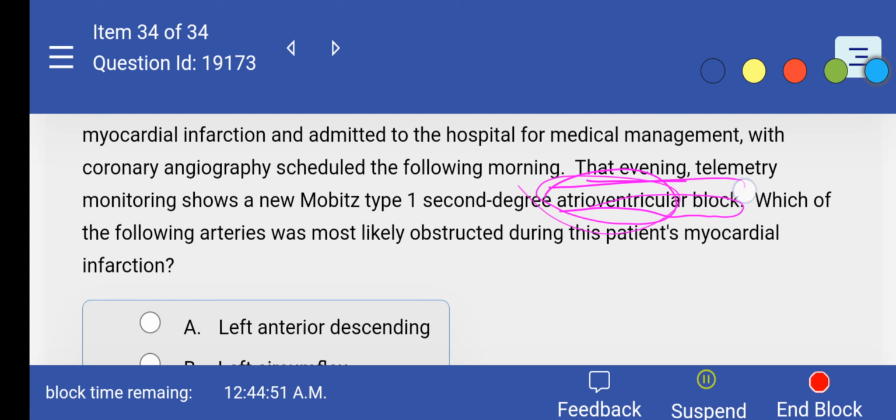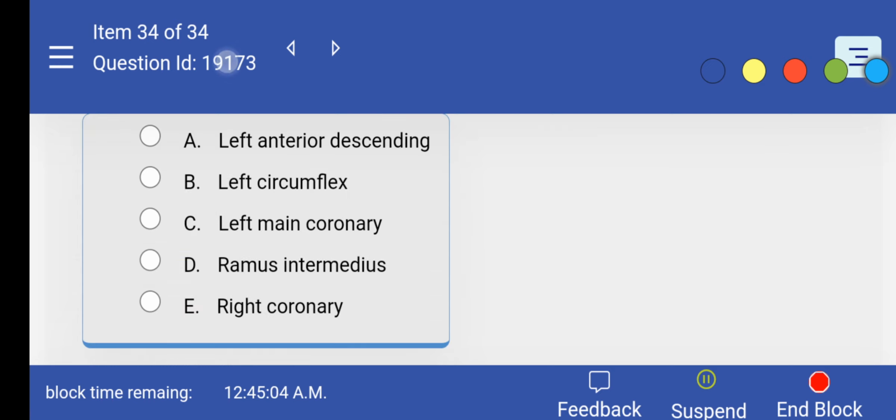Okay, since this MI has resulted in AV block, we would find the artery which is supplying the AV node. Okay, so options are LAD, left circumflex, left main coronary artery, ramus intermedius, right coronary artery. Pause it and give the answer. The correct answer for this question is right coronary artery. Why? Because the AV node is supplied by the right coronary artery.